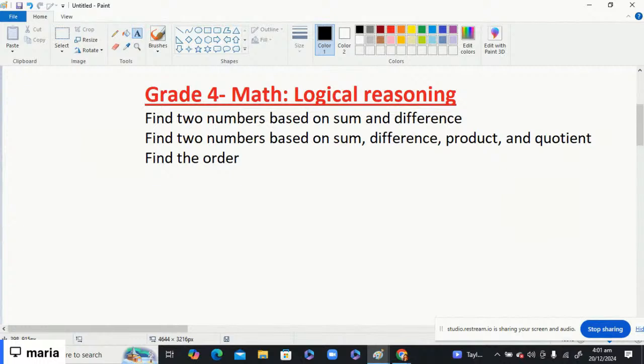So today we are here for grade 4 maths. The chapter we discuss today is logical reasoning. The lesson we covered today is find two numbers based upon the sum and difference. Find two numbers based upon sum, difference, product and quotients. Find the order.